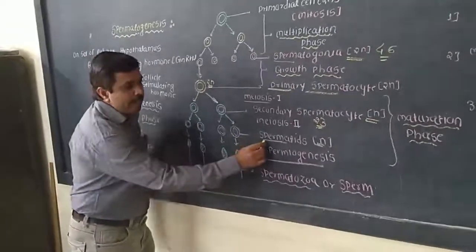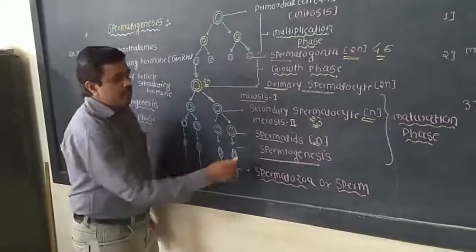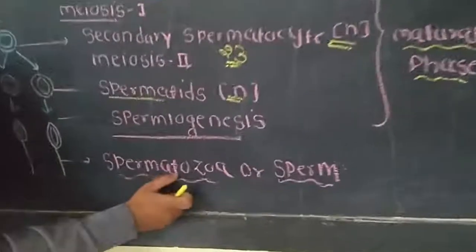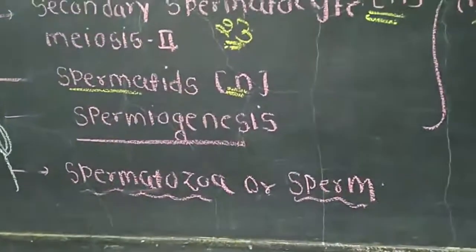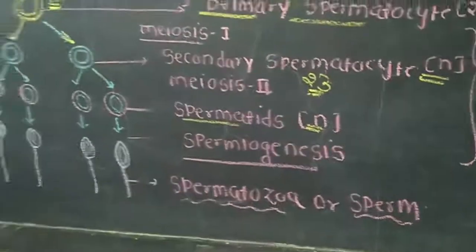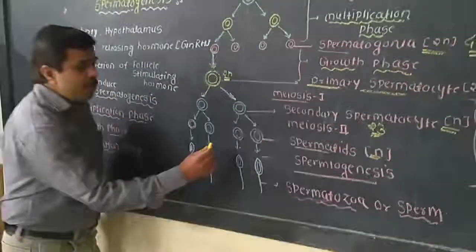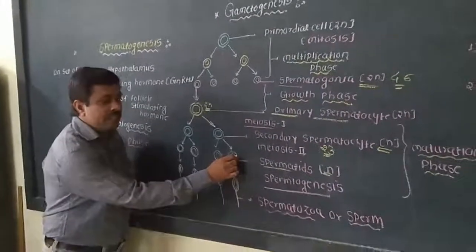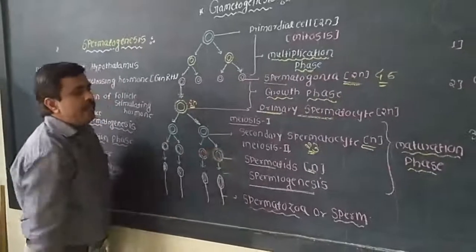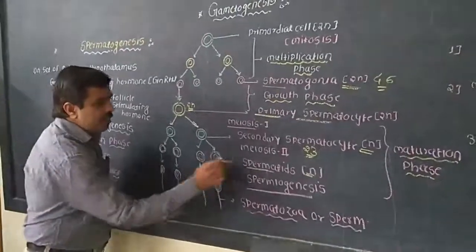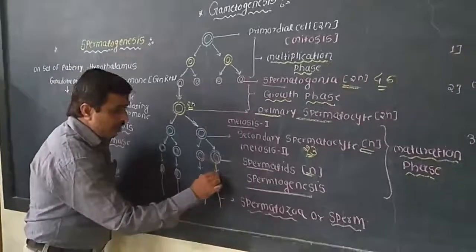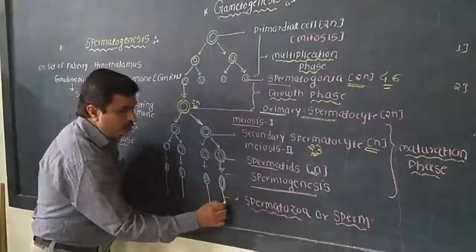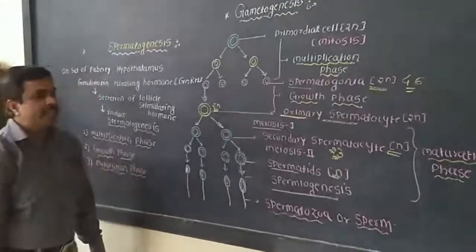Now, this spermatid undergoes the process of spermiogenesis to form the spermatozoa, or the sperms. Now, here sperms will be produced. What happens in this spermiogenesis? In spermiogenesis, these spermatids are non-motile and underdeveloped. So these spermatid cells are modified, or metamorphosed, into the spermatozoa. These are motile and elongated.